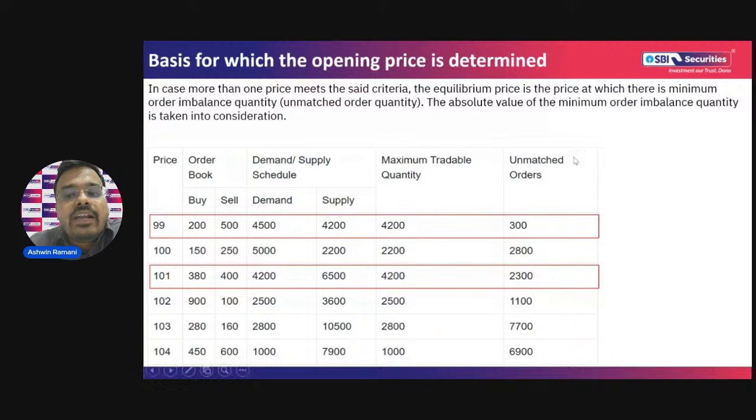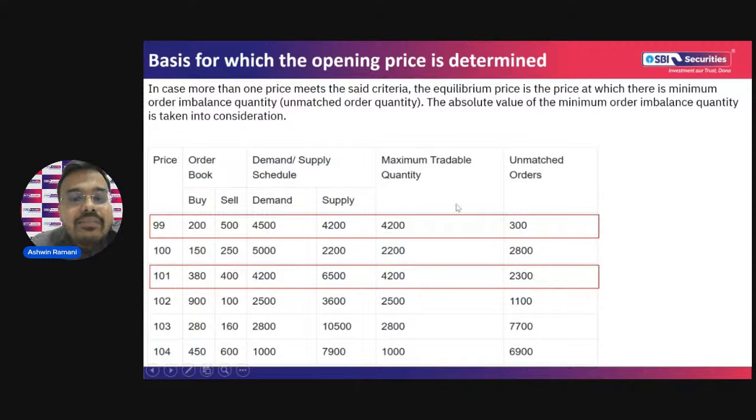So what will be the unmatched orders, guys, at 99? Can I say it will be 300? Because ये देखो अभी बायर्स को 4500 चाहिए, सेलर्स के पास सिर्फ 4200 है, तो सेलर्स can only fulfill 4200, right? बाकी का 300 will be unmatched. So at 99 there are 300 unmatched quantities. Similarly at price of 101 also maximum tradable quantity 4200 है, यहाँ पे डिमांड है 4200 but supply 6500 है. So can I say order imbalance is huge? That is 2300. That's a difference between 4200 and 6500.